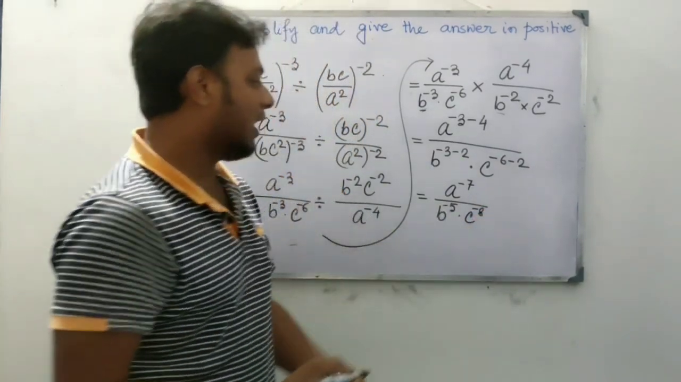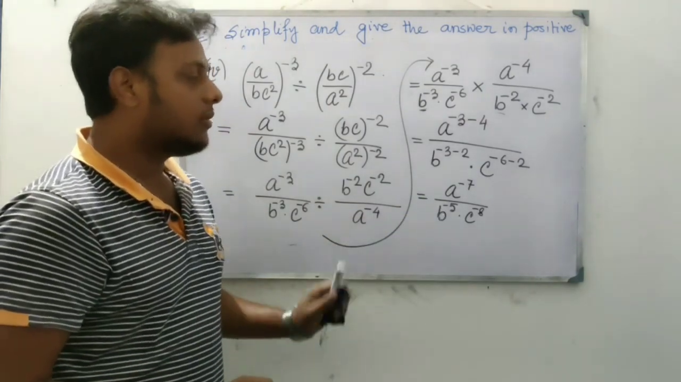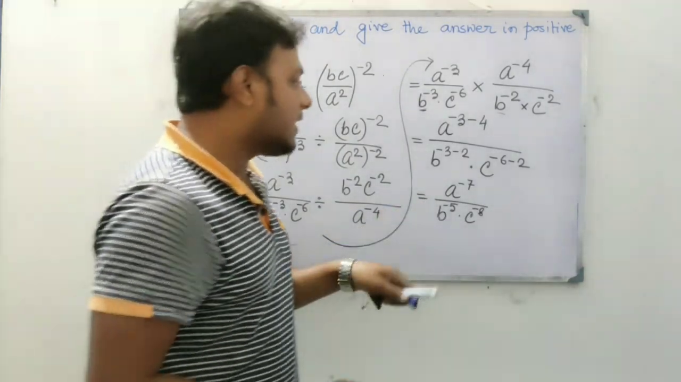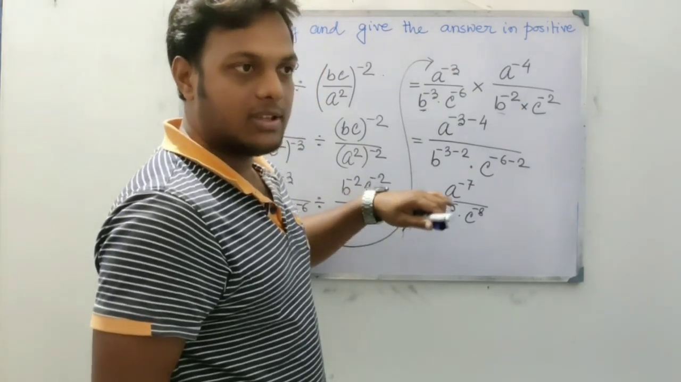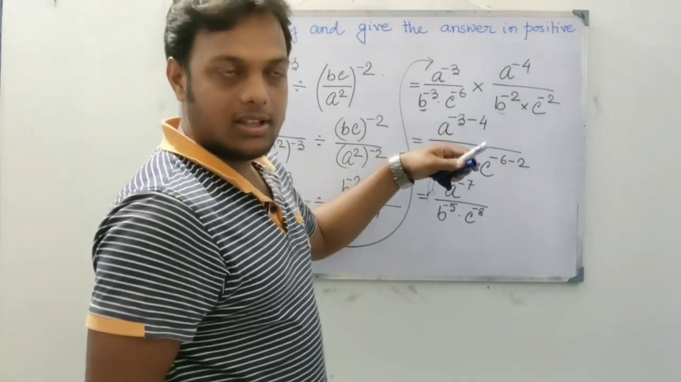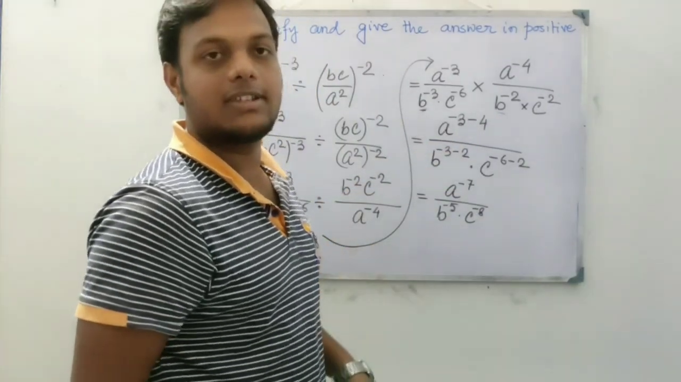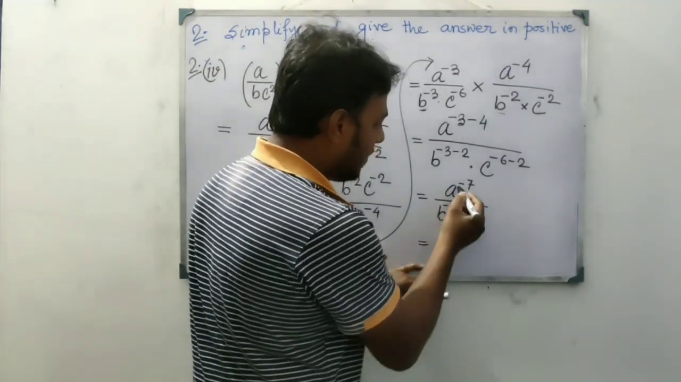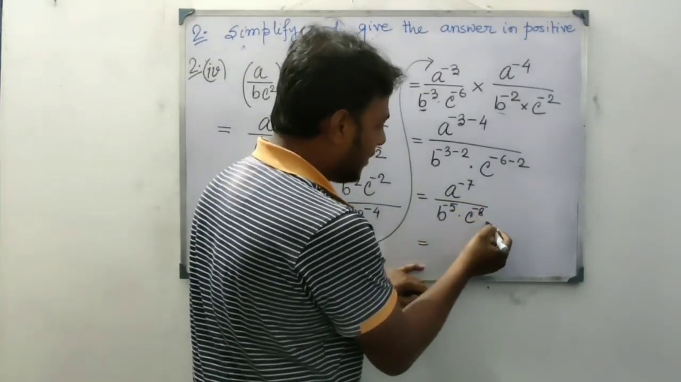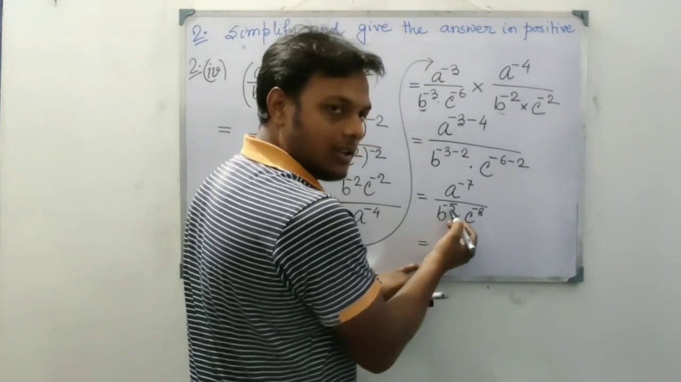So it is in negative power. You have to convert this power into the positive form. Just change the position. That means if a term is in negative form in numerator, then take it in denominator, then automatically it will change the power. So a to the minus 7 is in numerator, so if you consider this term in denominator, then it will be a to the 7, and b to the minus 5 is there.